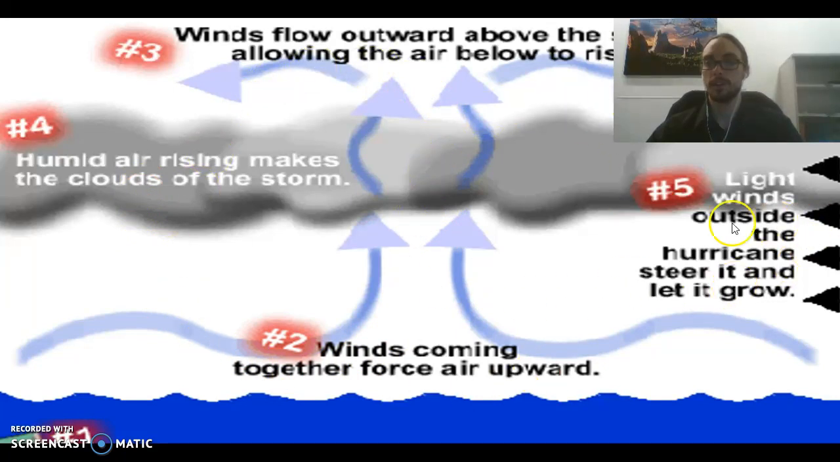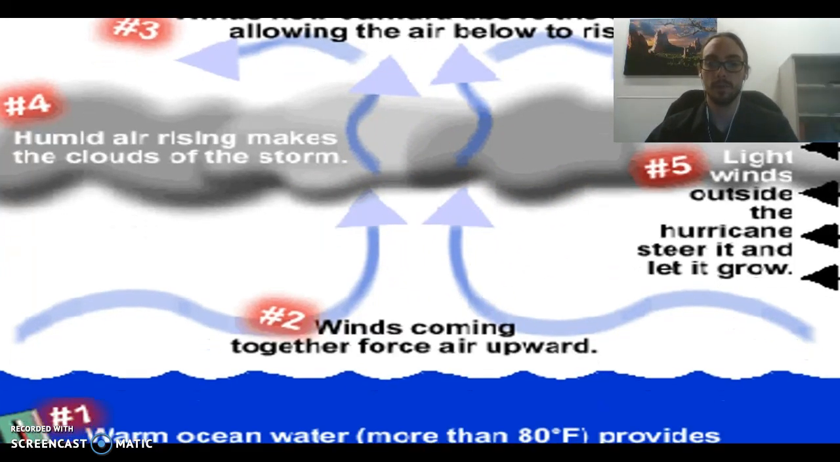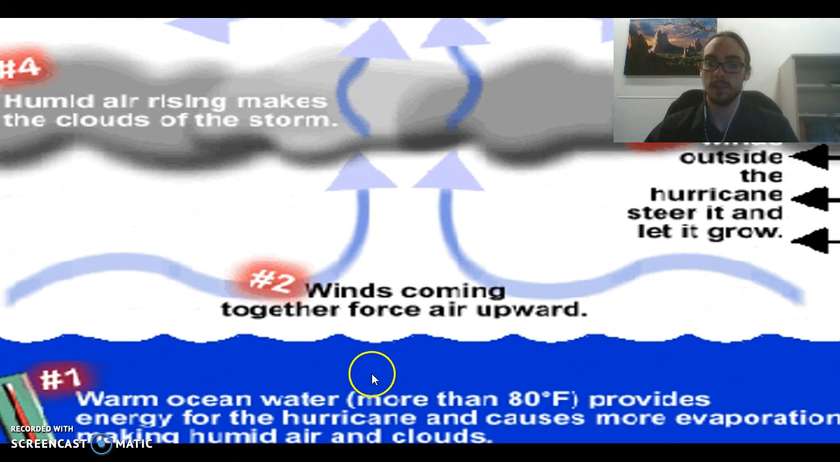And so then light winds are going to push it this way. And so it's being pushed so that it is counterclockwise due to the Coriolis effect. So that's why you see these storms form over the Caribbean and then move towards Florida because they're moving counterclockwise.